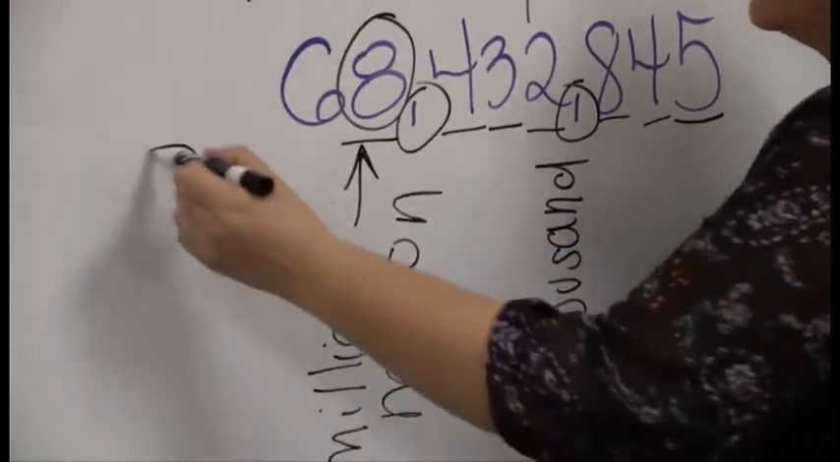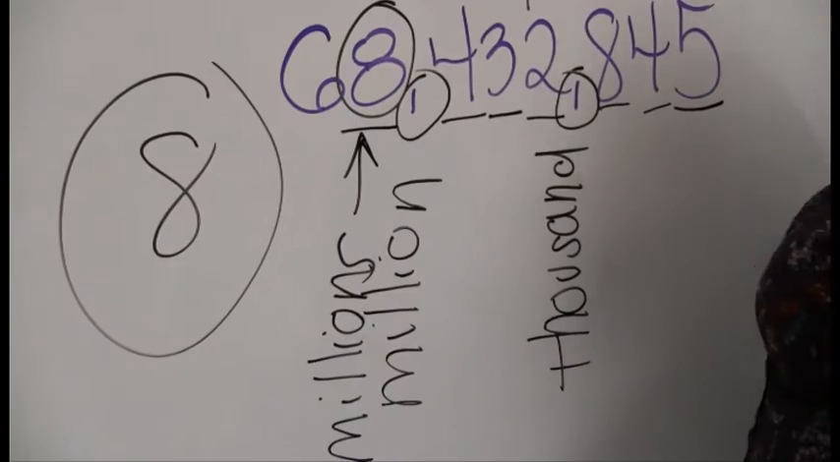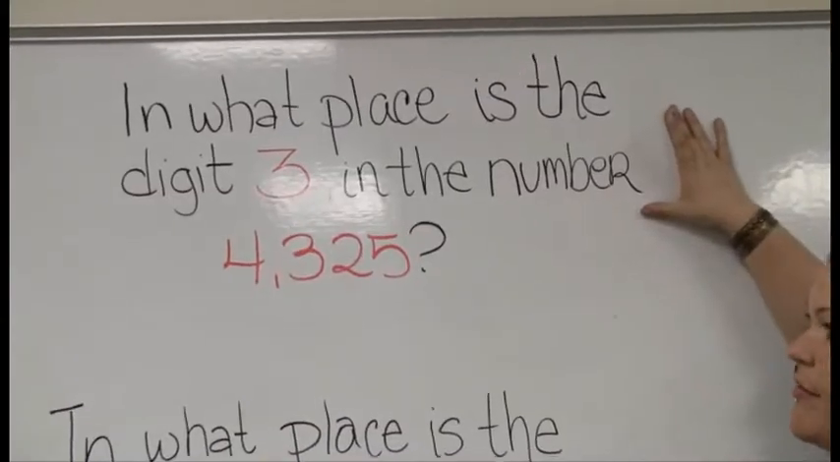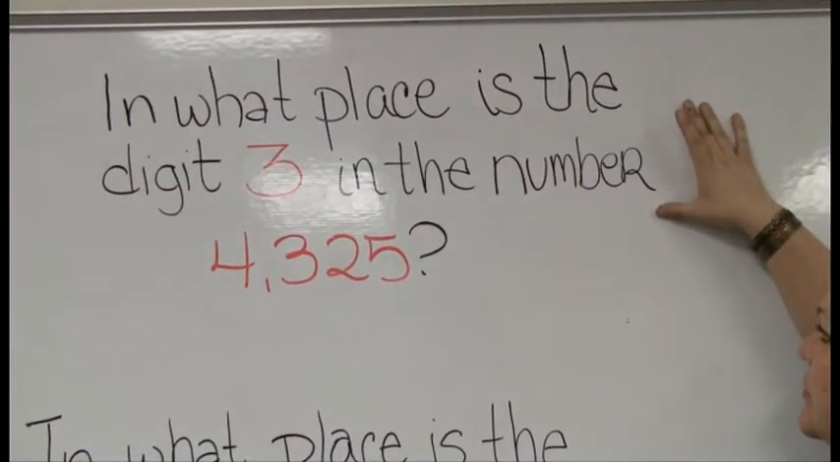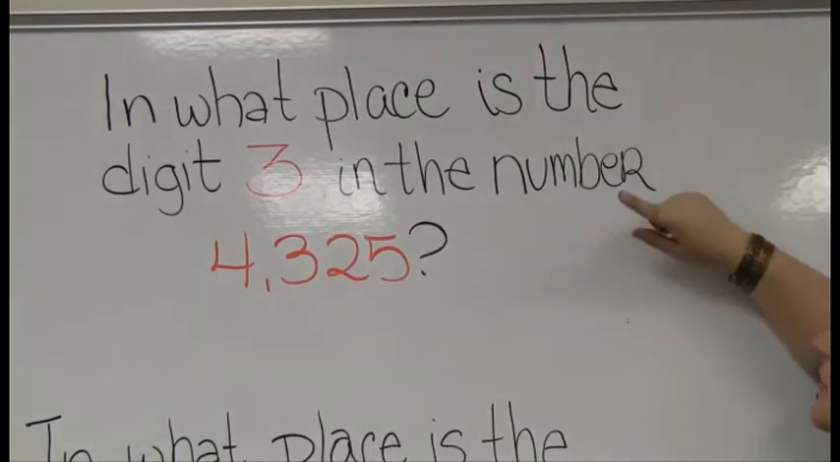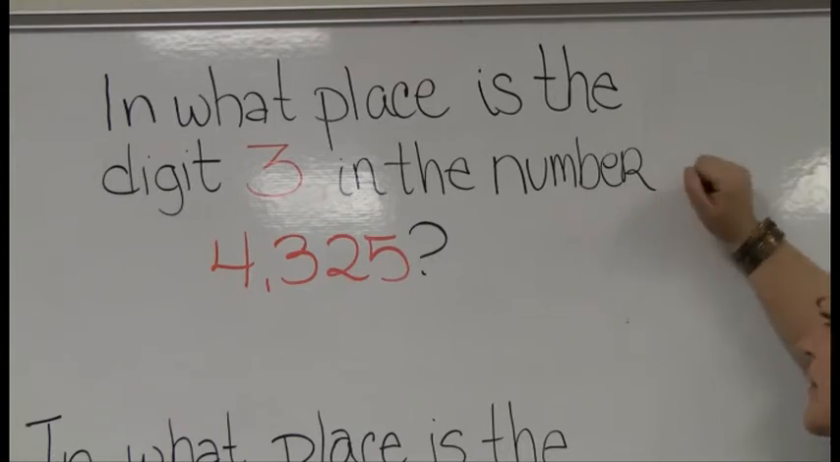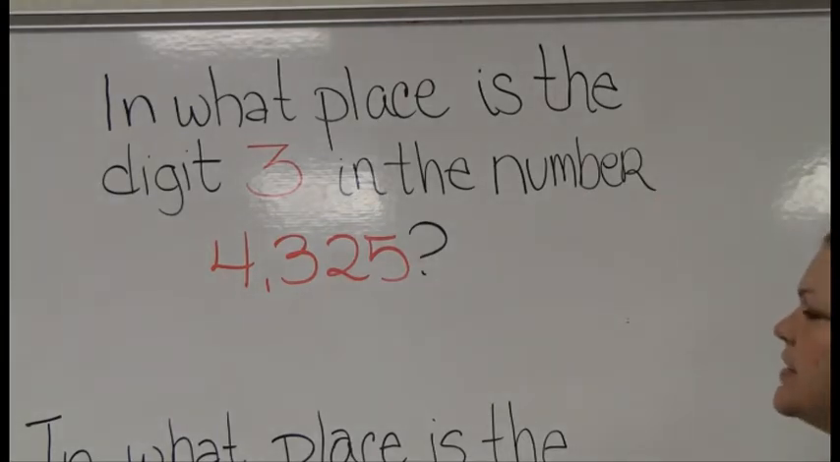So what digit is in our millions? That's the digit 8. Another type of problem that you're going to see in this exercise is one that asks in what place is the digit 3 in the number. And this problem is done similarly to the last. What's going to look a little different is the way we're going to answer the question.